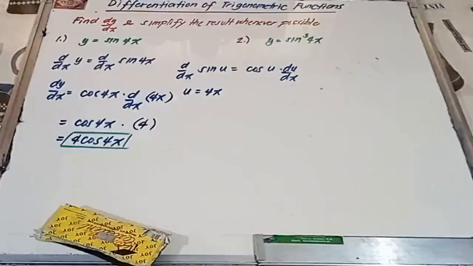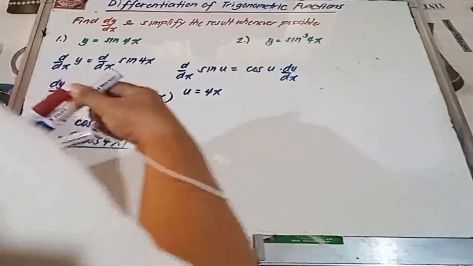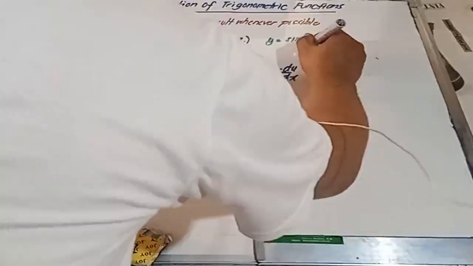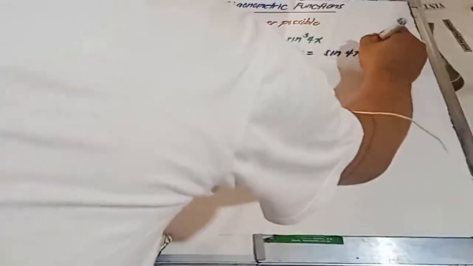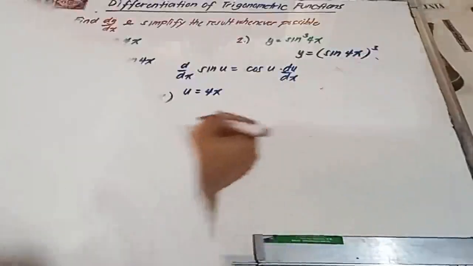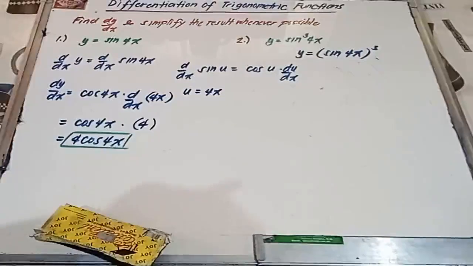Para naman sa example number 2, so, i-rewrite muna natin yung given. The given is y equals sine cube 4x. So, we have here a power dun sa sine natin. So, pag nire-write natin siya, maging ganito siya, y equal to sine 4x raised to 3. So, ibig sabihin, bago natin gamitin yung ating formula for the derivative of sine, gamitin muna natin yung power rule.